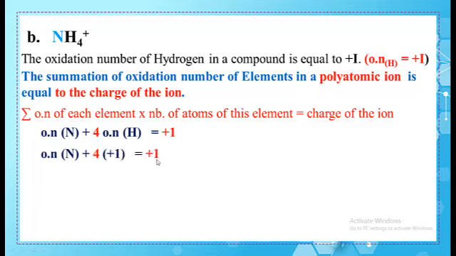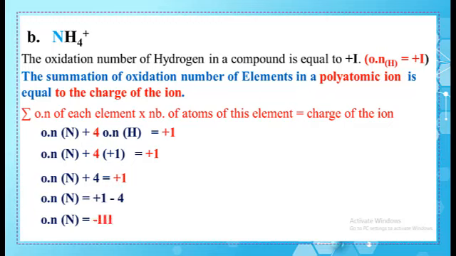Then the oxidation number of nitrogen + 4, as we substituted the oxidation number of hydrogen in a compound with +1, all equals +1. The oxidation number of nitrogen + 4 equals +1. The oxidation number of nitrogen equals +1 minus 4. The oxidation number of nitrogen equals -3, in Roman.